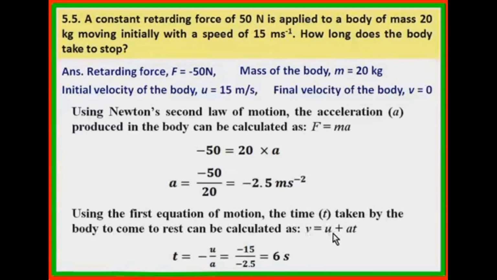So the final velocity, initial velocity, acceleration and time can be connected with the first equation of motion. V is equal to U plus AT. We are just rearranging the equation here so that T is equal to minus U by A, because our V is 0 here, where the value of U is going to be 15 and the value of A is going to be minus 2.5. So minus minus will get cancelled. So 15 over 2.5 is going to give us the answer as 6 seconds. So the body will take 6 seconds to stop.